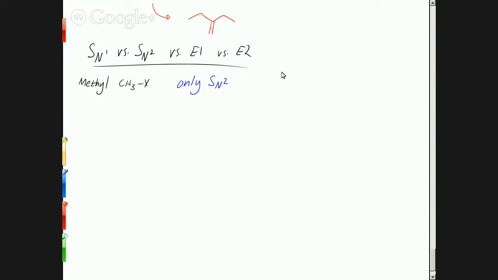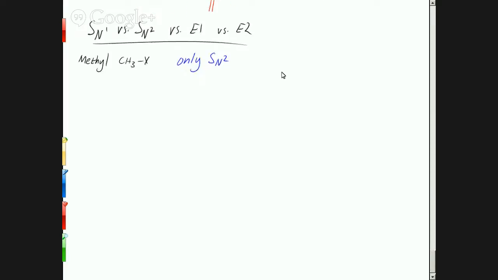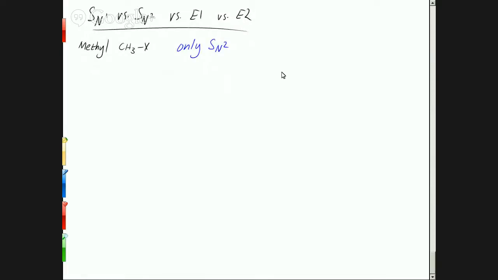Why can't we do E2? Why won't an E2 reaction work on a methyl halide? It is, but in this case, only SN2 can happen. So why can't E2 happen? What else do you need for an E2 reaction? Well, you need those beta hydrogens. And on a substrate like that, there's no beta anything. It's just one carbon. So how are you going to form a double bond if there's only one carbon? Right? So that mechanism is not going to work. All right, so that's good. That's easy, in that there's only one choice.